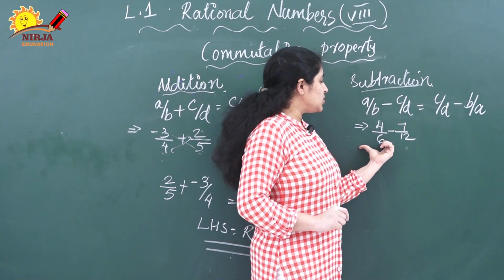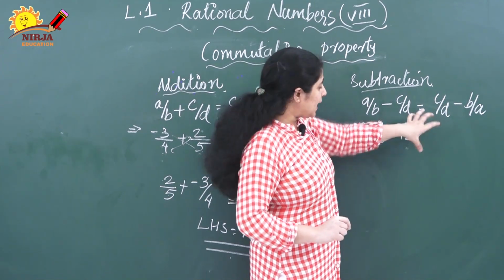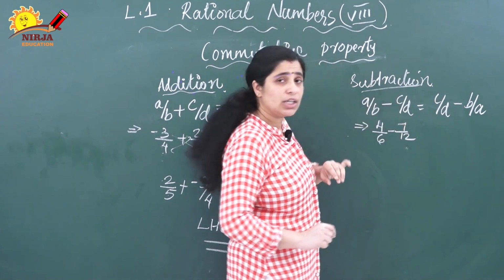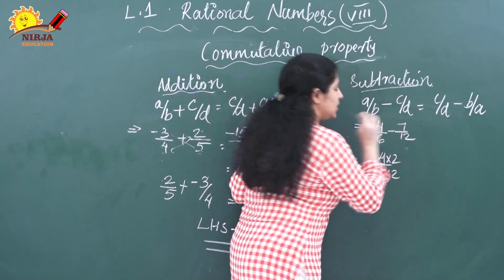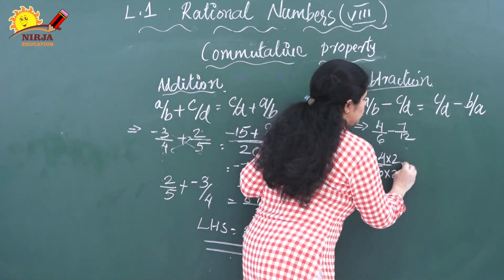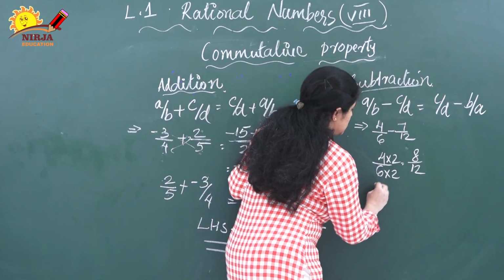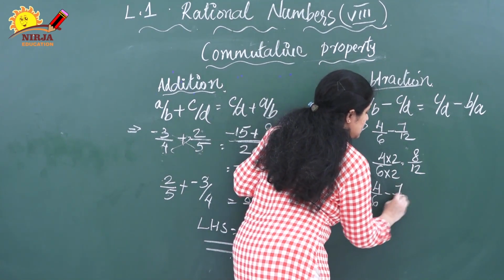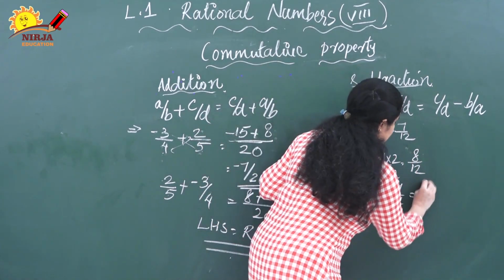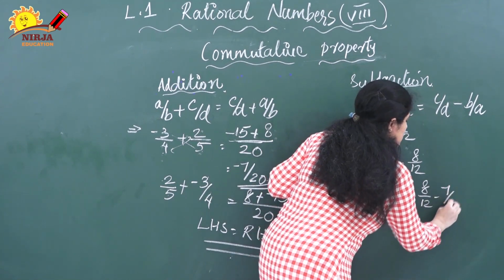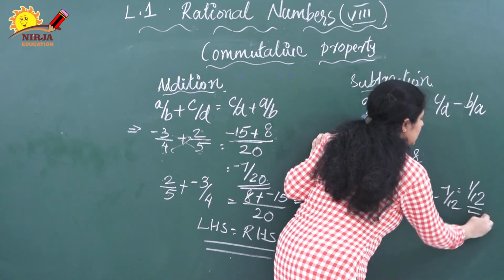Here the denominators are 6 and 12. 12 is a multiple of 6, so we can keep this number as itself. Now change the denominator of the first number, 4/6. You have to multiply the denominator by 2 and the numerator also by 2. 4 2s are 8, 6 2s are 12. Now we can subtract. 4/6 minus 7/12. Instead of 4/6, I am writing 8/12. 8/12 minus 7/12. What will you get? You will get the answer as 1/12.